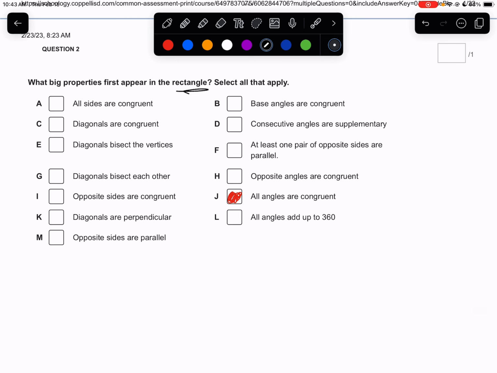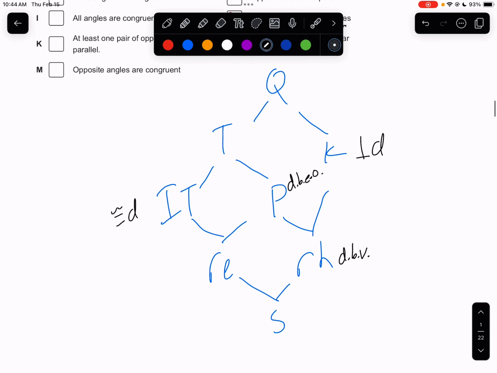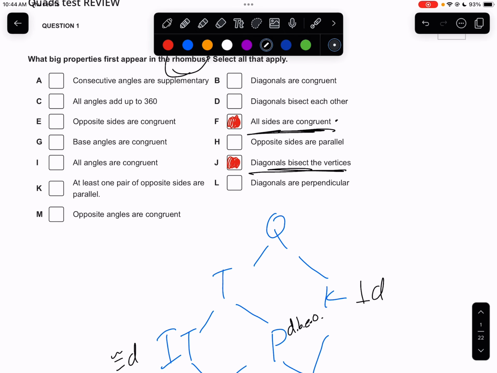Rectangle only has one property that's never shown up before. All angles must be equal. They have to all be 90 degrees. Here is a rectangle. All the angles are 90. That's not a square. So in order to get a square, you have to have all angles and all sides congruent. People keep confusing that. Come on now, let's get that down. So all angles are congruent. That's the only new property rectangles have.